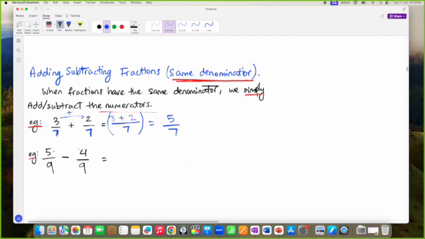Example 2, same thing with subtraction. You just subtract your numerators. Right? So this is over the same denominator, 9, and it'll be 5 minus 4, which is 1 over 9.